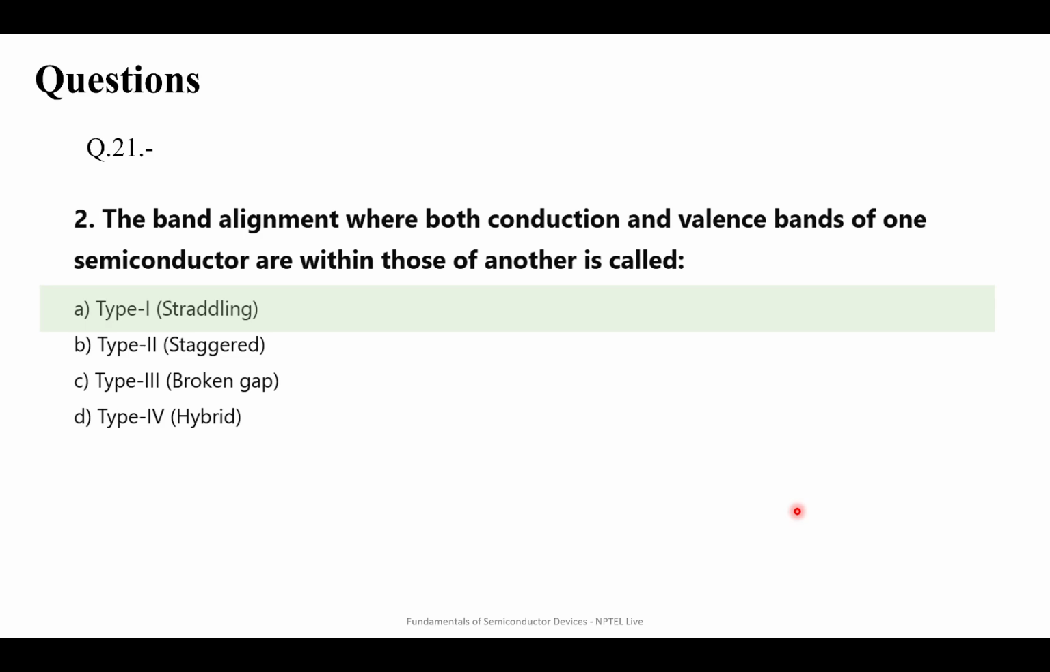So there are three types. If you are doing a heterojunction, there are three types of band alignments possible. They are called type 1 or straddling, type 2 or staggered, type 3 or broken gap. There is no such thing as type 4. So in type 1, both the conduction and valence bands of one will be within the other.